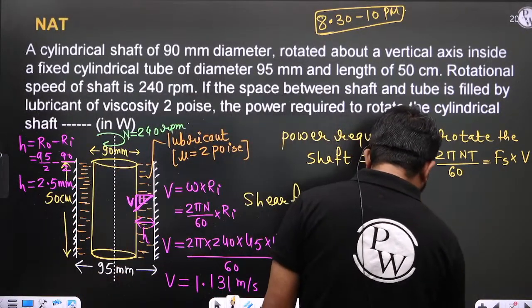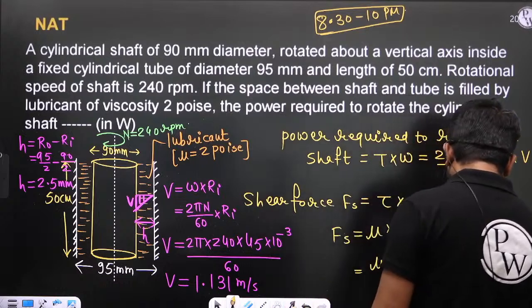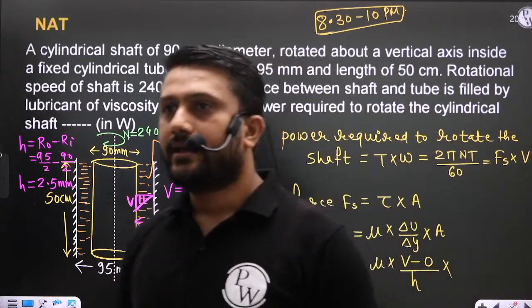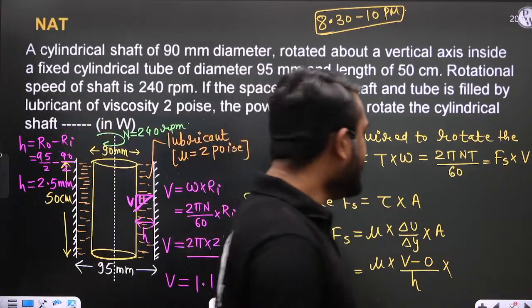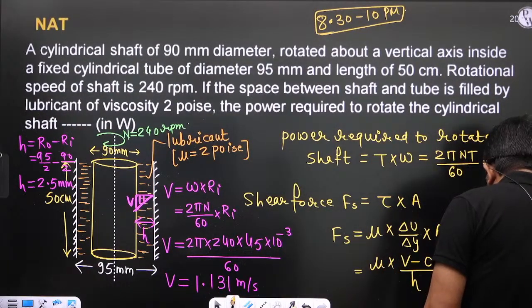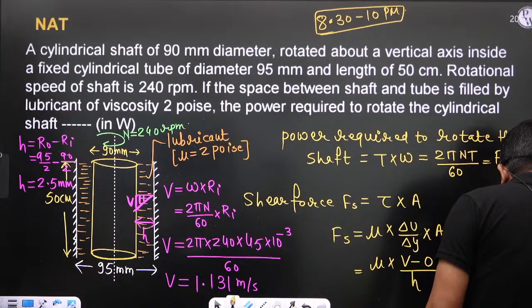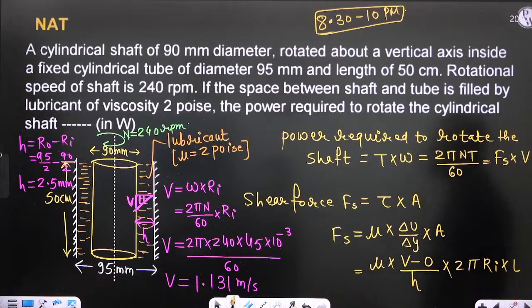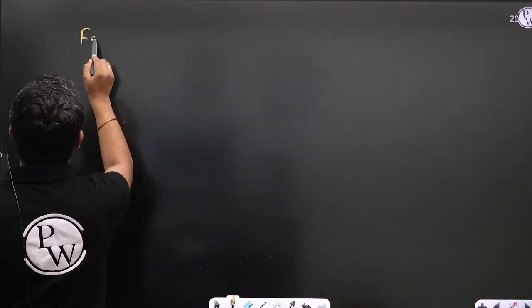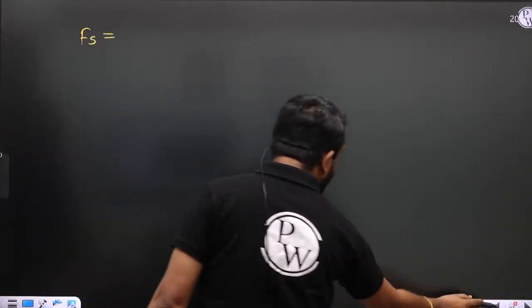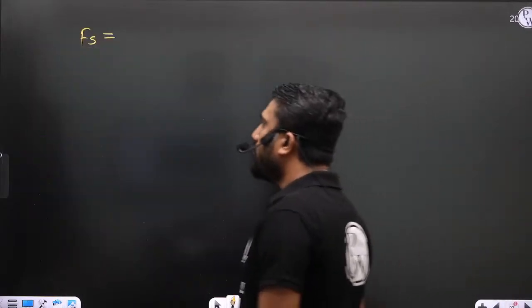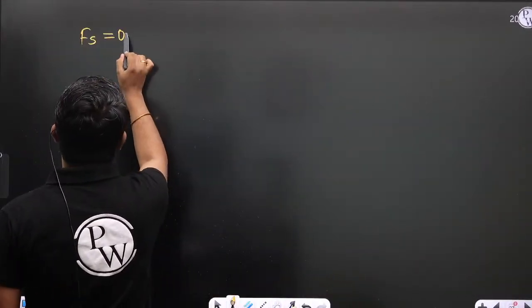Right? So simply we can write h here into, what is the area? That is the shear area. So shear area is 2 pi ri multiplied by L. So you can calculate Fs, the shear force, from here. What is mu? Mu is 2 poise, that means 0.2 Newton second per meter square.